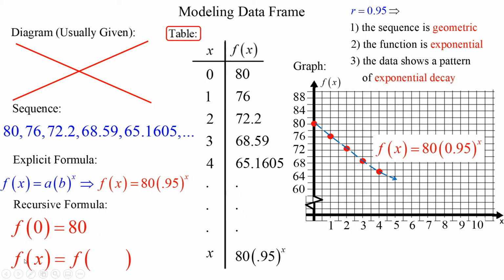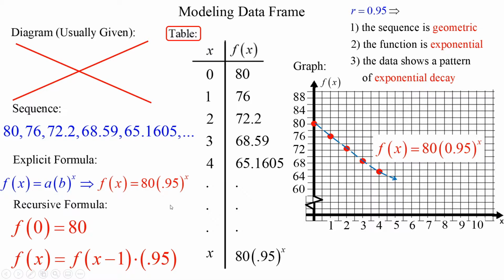And then my recursion equation, f of x equals f of what always goes behind door number 3 to represent a previous output, f of x minus 1. And what did we do to the previous output every time to get the next output? We multiplied by the common ratio, 0.95. So let's just go times 0.95.